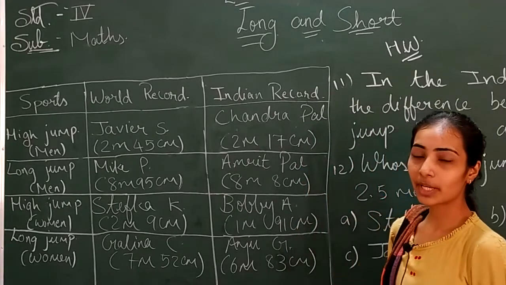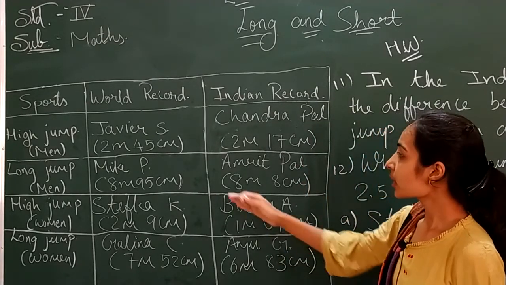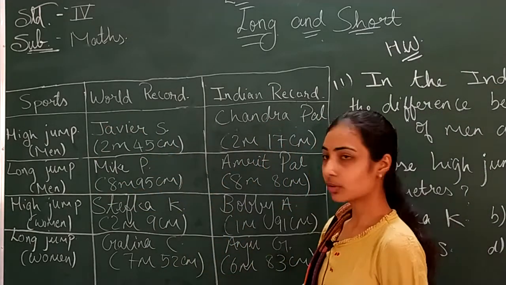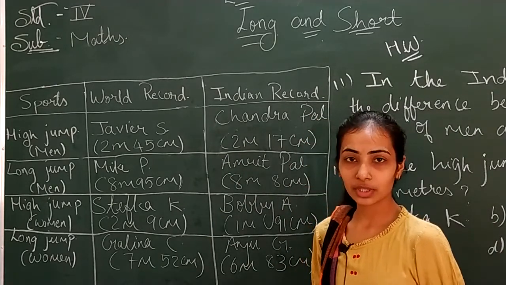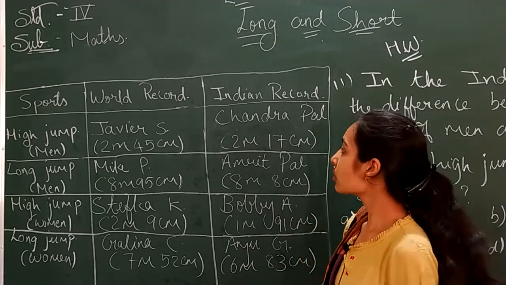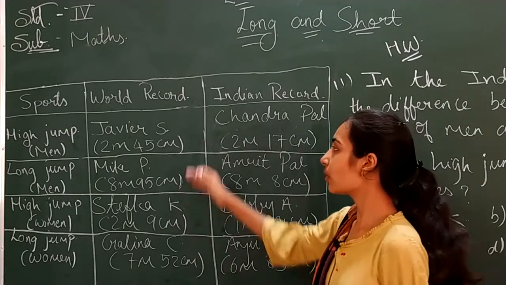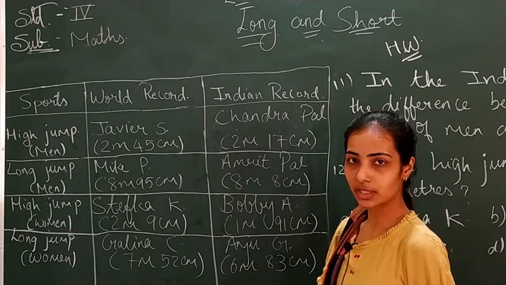Now one more time I am explaining you this table. Don't worry for the questions, okay? See, here are the sports given. Pay attention on the tables only. World records are given and Indian record is given. Now you read your question carefully. If it is Indian record, then you see the column of Indian records only. If it is world record given, then you see the column for world records only. No need to see the column for Indian record if it is given world records.